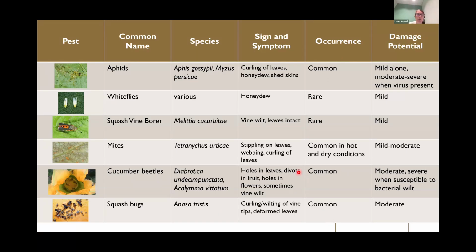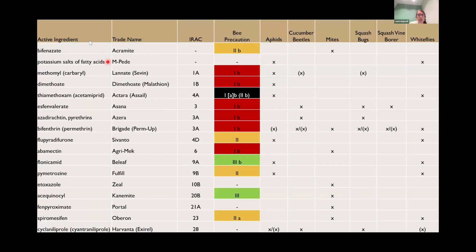Squash bugs, cucumber beetles, aphids. Some of the other ones that are rare, I think that's where you want to have a backup plan in place in case they appear, but maybe don't need to be spending all of your energy on. And then if you go to that veg guide, you can pull this information.